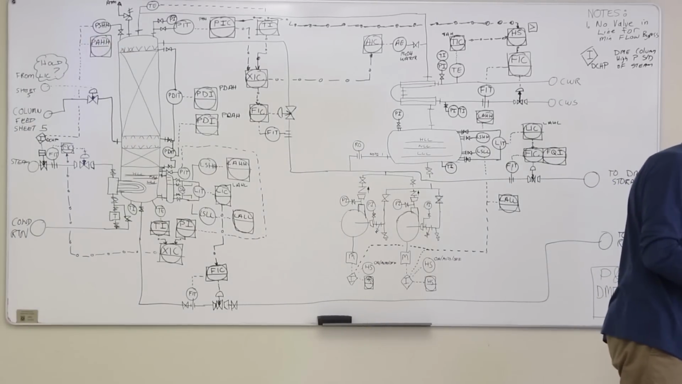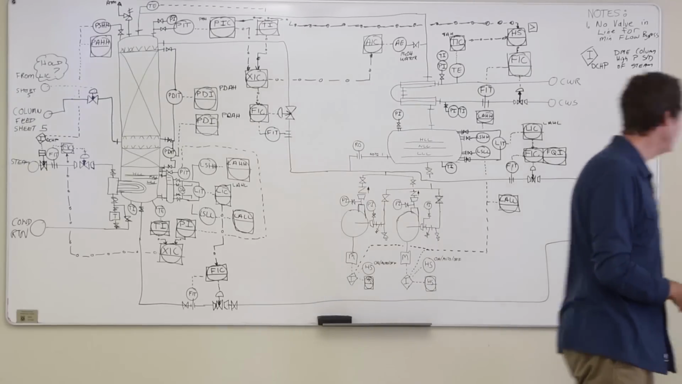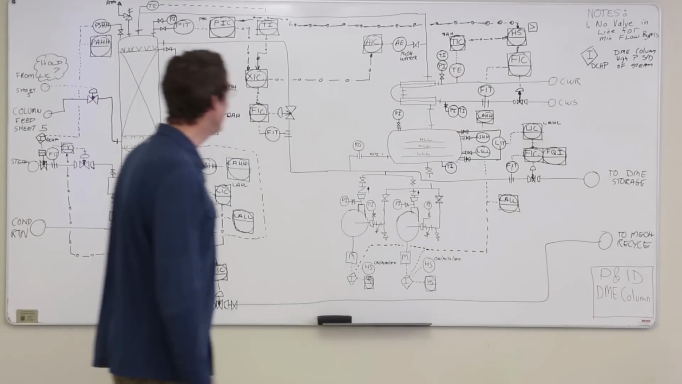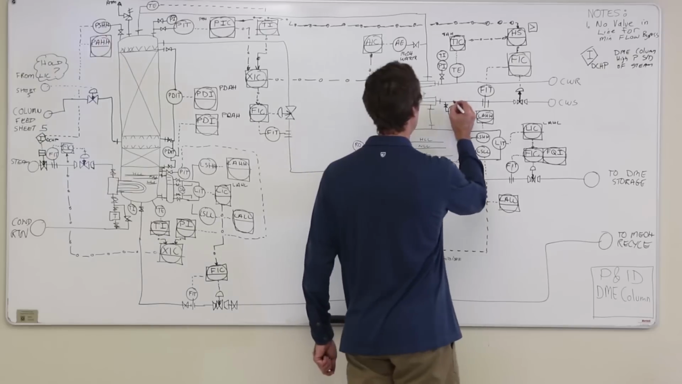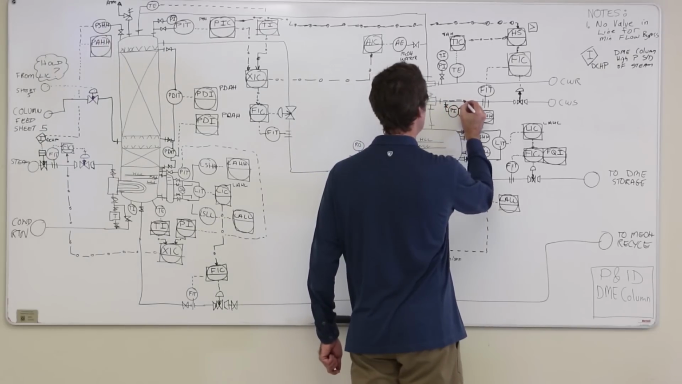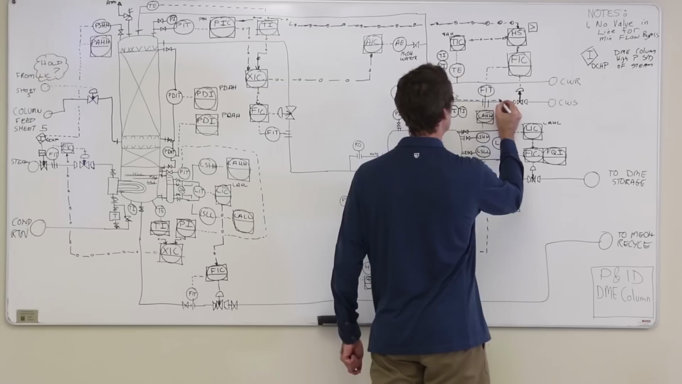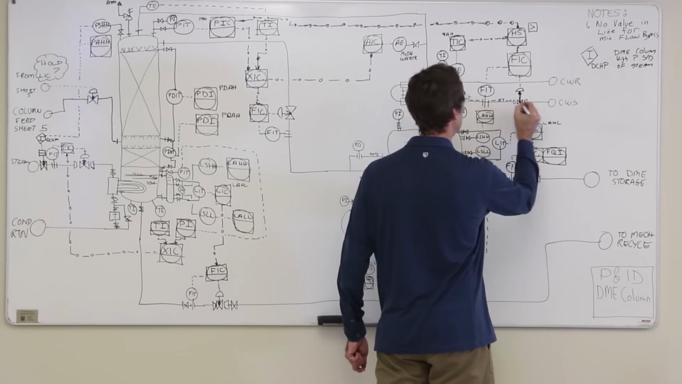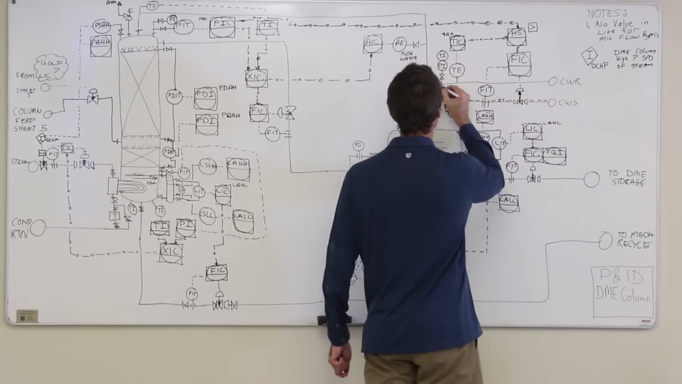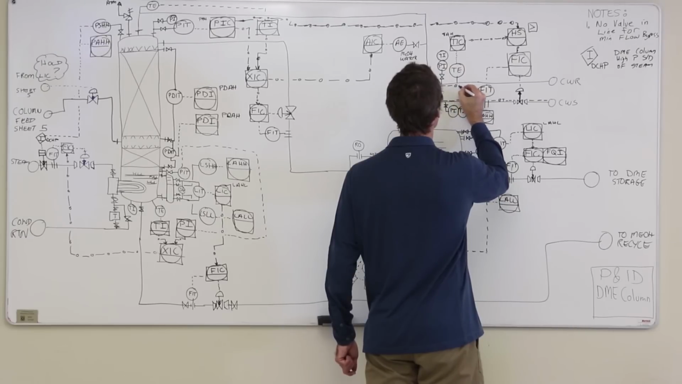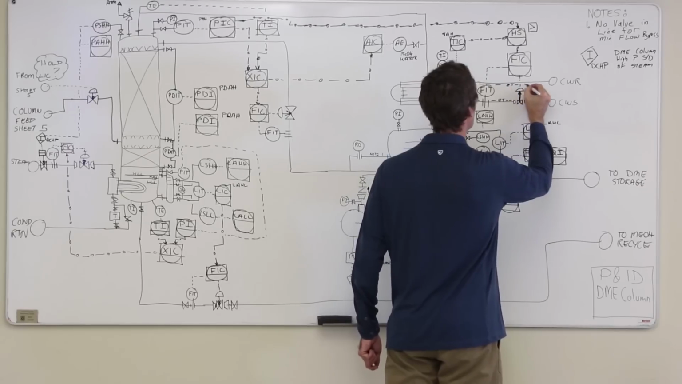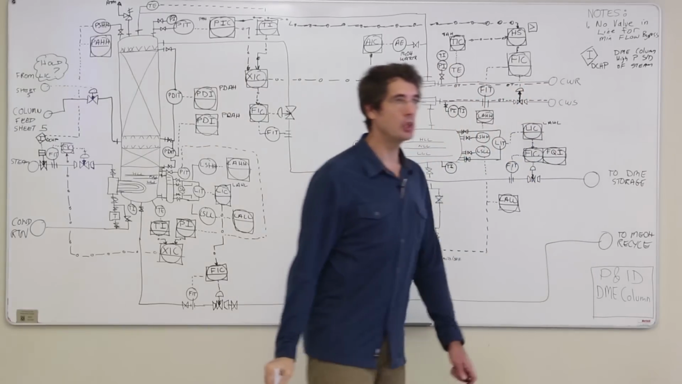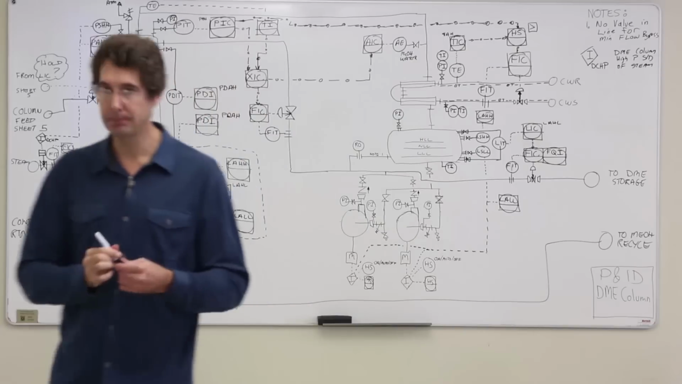No more questions? Oh, electric tracing. That's what I had on there. Okay, so if you were worried about this stuff freezing, like the cooling water or something like that, then you would just draw a dashed line like this. You can put ET on it if you want. There, that's a way to show electric tracing on the P&ID.